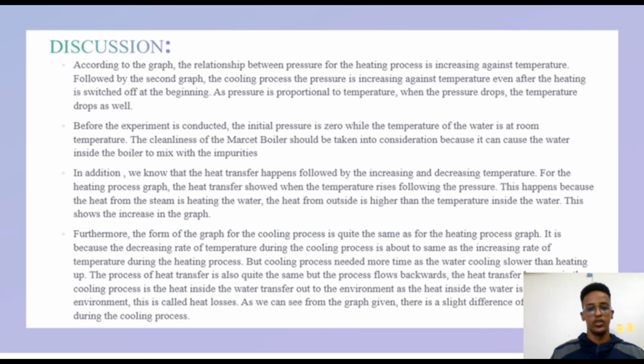And finally, the form of the graph for the cooling process is quite the same as the heating process graph. It is because the decreasing rate of the temperature during the cooling process is about the same as the increasing rate of the temperature during the heating process. But the cooling process needed more time as the water cooling is slower than the heating up. The process of heat transfer is also quite the same, but the process flows backwards. And by the way, there are also errors in our experiment activity which can affect our data and result in our experiment.